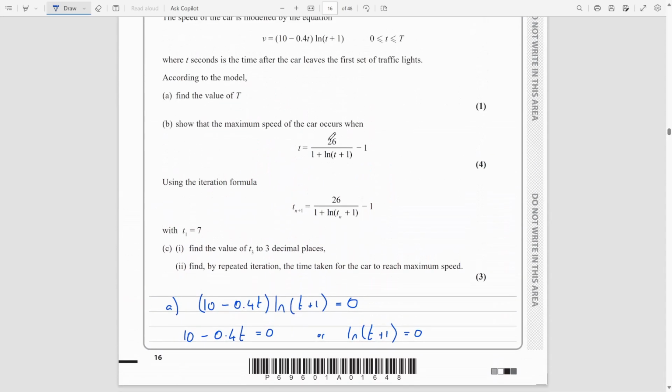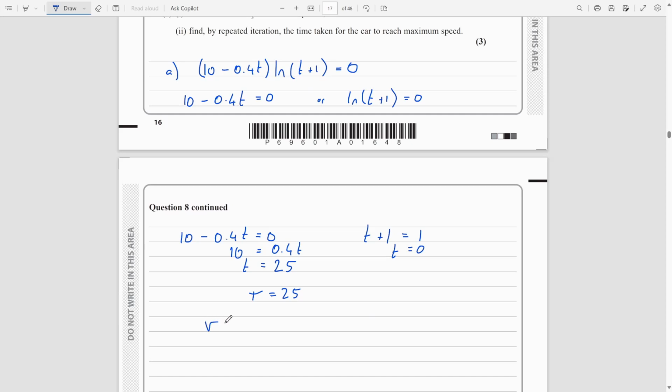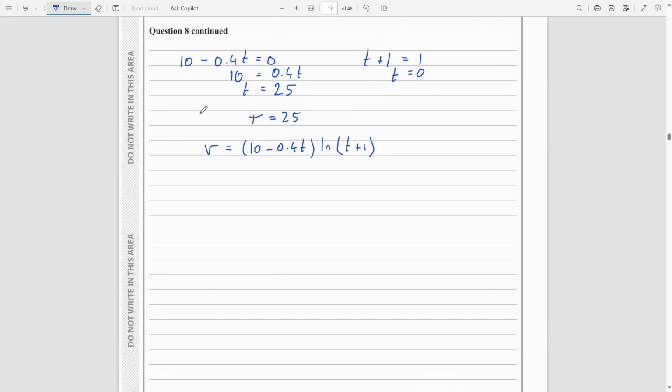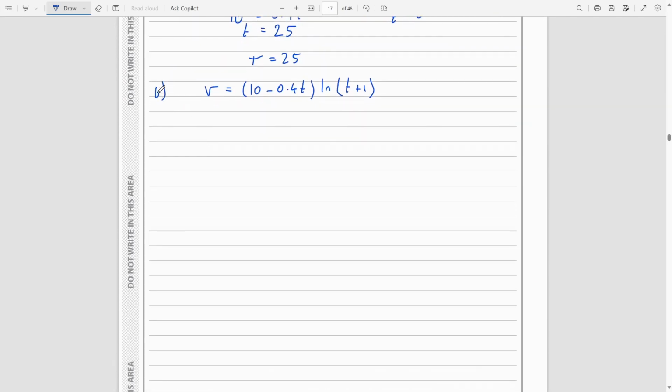Okay, show that the maximum speed of the car occurs when this is true. So the maximum will occur when the derivative is 0. So we're hoping to show that setting the derivative equal to 0 will give this. So again, let's start with the equation that v is (10 minus 0.4t) times ln(t plus 1). This is part B. So I'm going to differentiate this and set it equal to 0.